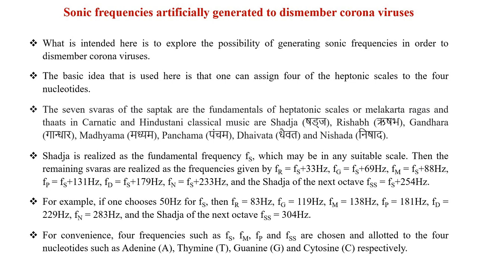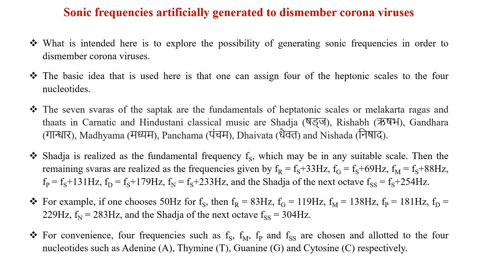Fr is equal to Fs plus 33 Hz. Then Fg is equal to Fs plus 69 Hz. Then Fm is equal to Fs plus 88 Hz. Then Fp is equal to Fs plus 131 Hz. Then Fd is equal to Fs plus 179 Hz. Then Fn is equal to Fs plus 233 Hz. And the shadja of the next octave, we call it as Fss, which is equal to Fs plus 254 Hz.